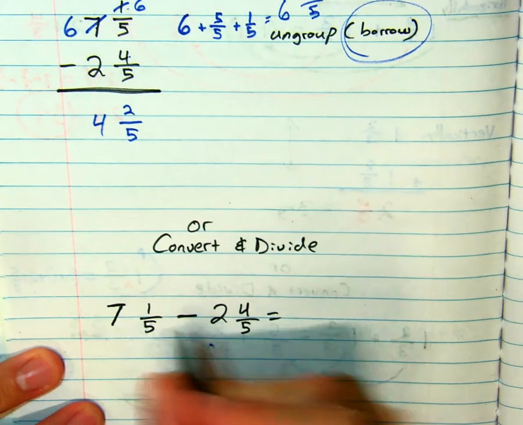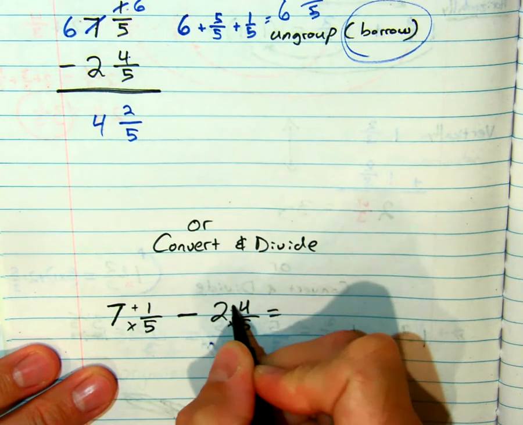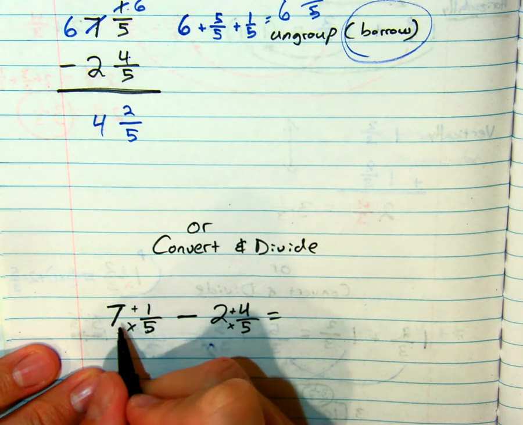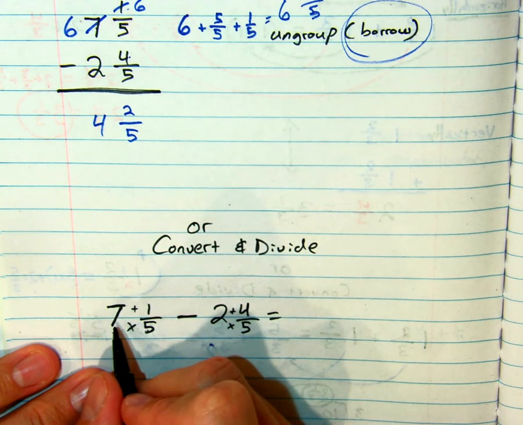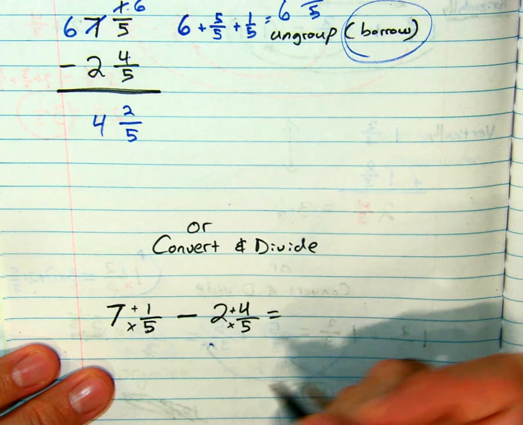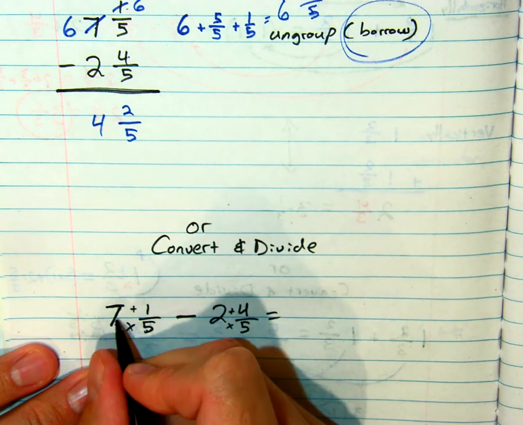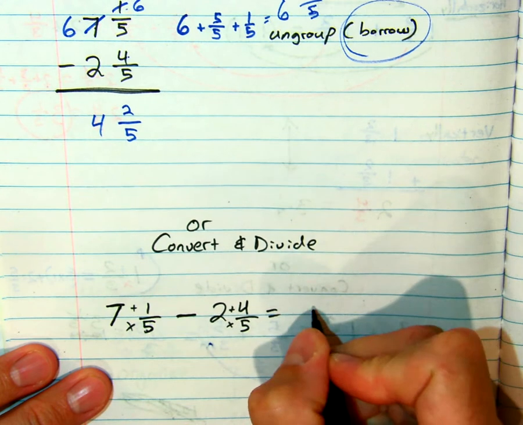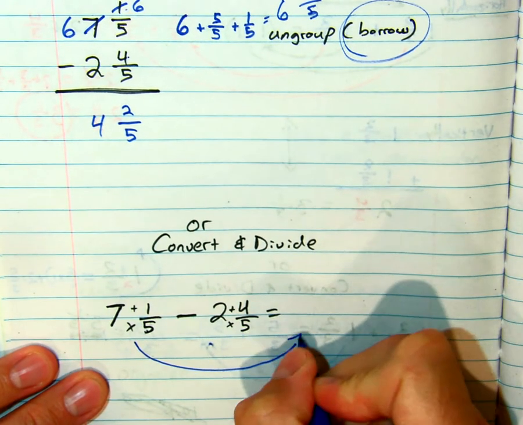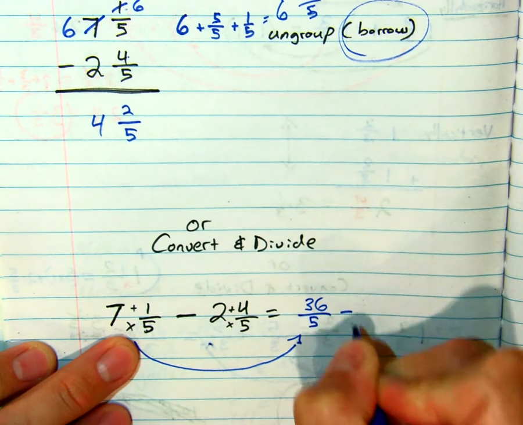So we're going to do that converting thing where we multiply and add. Multiply and add. 5 times 7, what do you get? 5 times 7, 35, plus 1, 36. So I end up with 36, keep the denominator, over 5, minus.